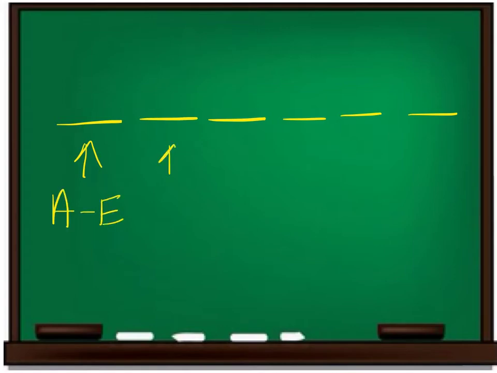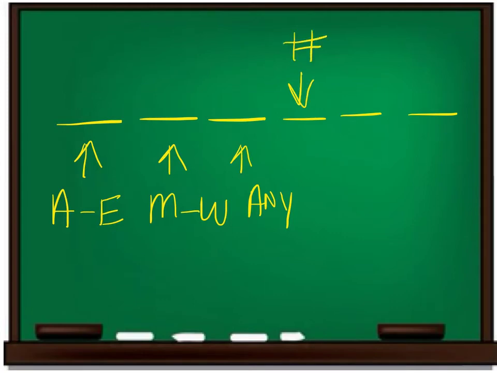Practice number 1. This license plate system has a total of 6 different places. For this one, it could be A through E. For this one, it could be M through W. And this one can be anything. For this one, it's going to be a number. This one must be even, and this one must be odd. How many different license plates can be made?